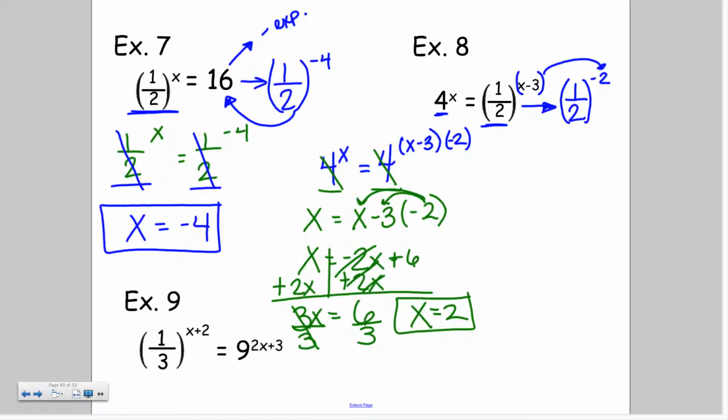All right? Now, I'm going to show you the other way as well. Okay? And you should get the same answer when you do it the other way. All right. So we have 4 to the x, and we're wanting to change the 4 to a 1/2. So when we want to change this to a 1/2, look back in your chart and see where 4 is equal to 1/2.